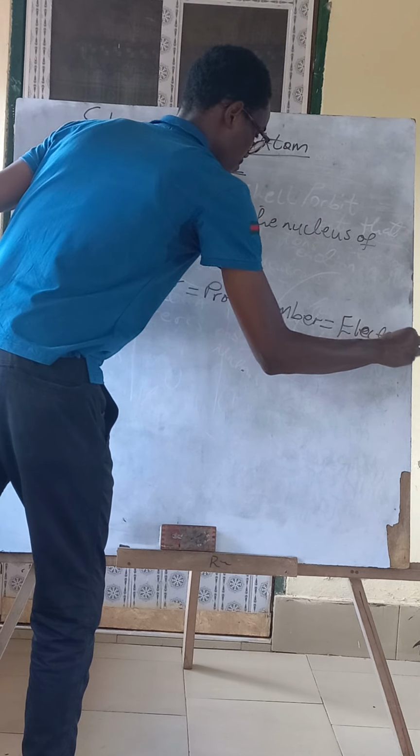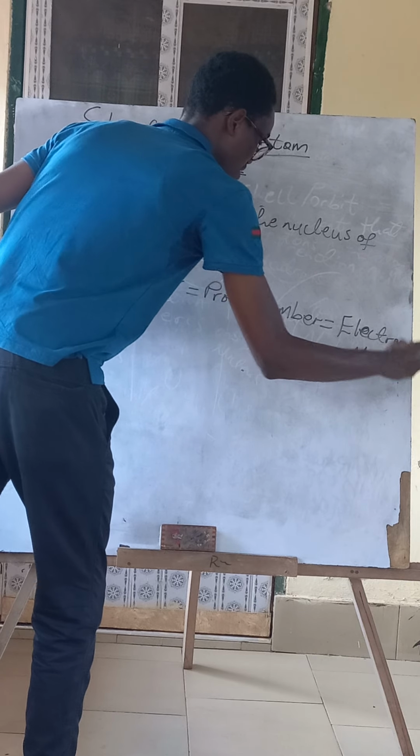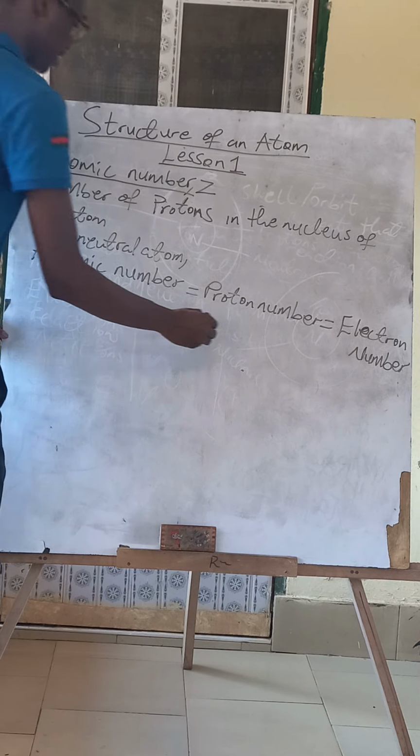In the neutral atom. This is not the same when we are talking about ions. But because the atom has no charge, or in a neutral atom, this is the reality. Atomic number is the same as the number of protons, and is the same as the number of electrons.